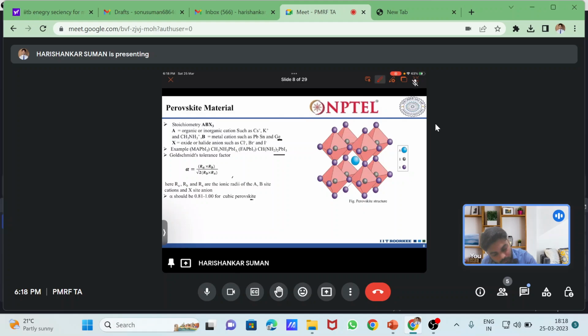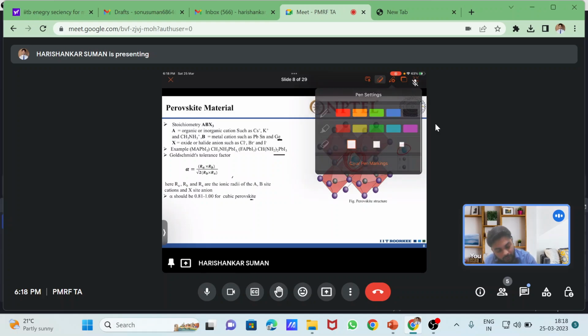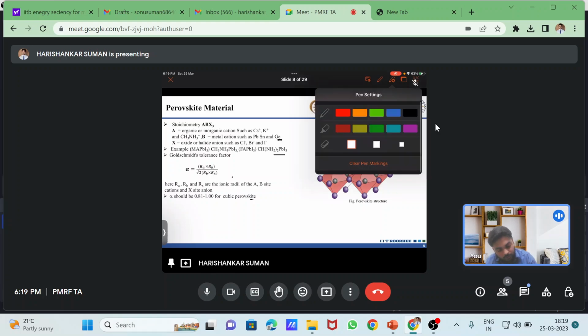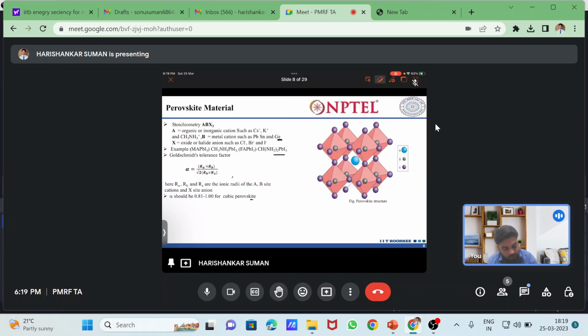Yes. So A is occupied in a cuboctahedral site like that here, while B is occupied in the octahedra center, and X is like that. You can see in the picture clearly, this picture of perovskite. Okay, let's move.